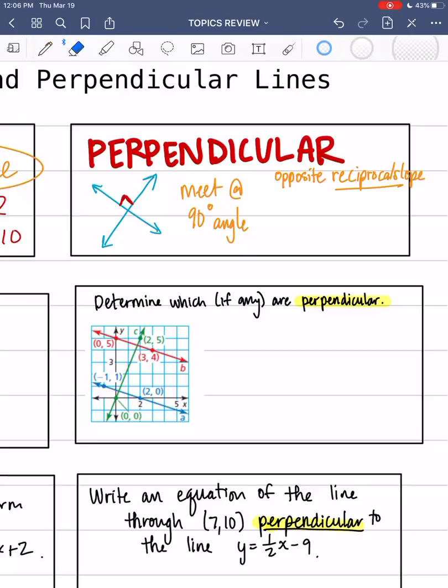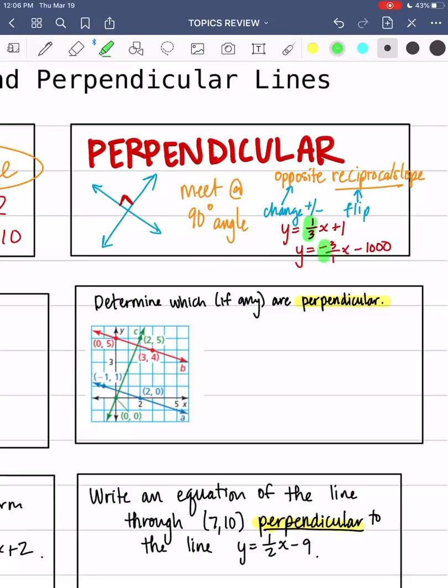Opposite reciprocal. So opposite means change positive or negative, and reciprocal means flip it over. So for opposite reciprocal slopes, an example of perpendicular lines would be y equals 1/3 x plus 1, and y equals -3 over 1x minus 1,000. Just looking at those slopes, we have 1/3. If we flip those numbers over, we have 3 over 1, and that's positive, so we have to make it negative. So -3 over 1 is the perpendicular slope. Okay, so you have to remember to change and flip for perpendicular.